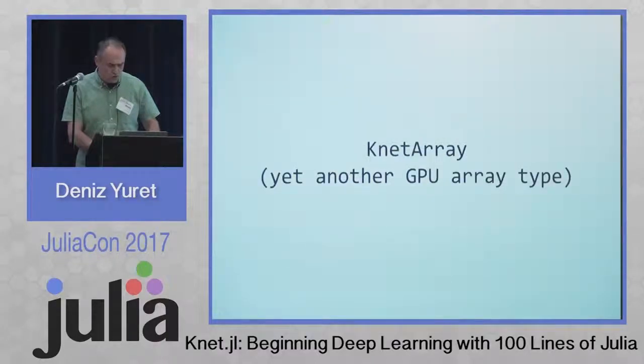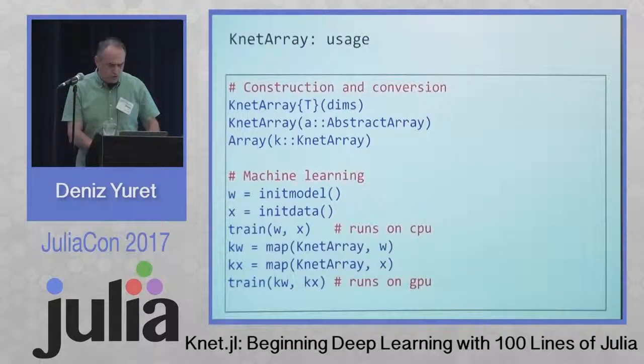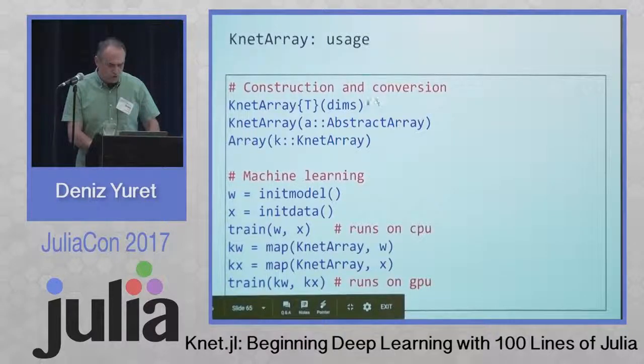So the first component is a Knet array that is similar to the GPU arrays that we talked about before. It's another GPU array type. So just like the other GPU array types, you can initialize them giving dimensions. You can create one from an existing regular array, or you can take a Knet array and convert it to a regular array, both of which cause CPU transfers.